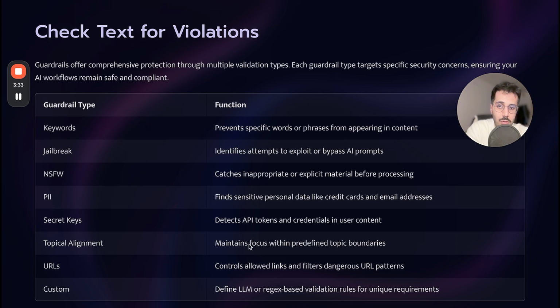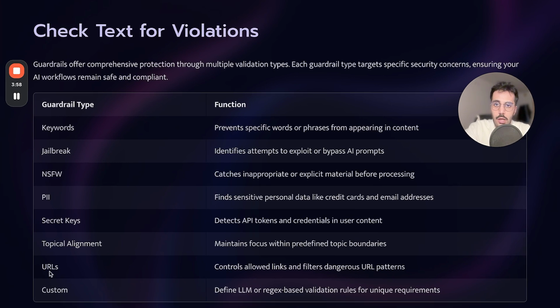Then we have topical alignment. So if the input does not match a specific topic, so if you've instructed the guardrail that this workflow is, let's say, only about food, and the input has something to do with drinks or anything other than food, then it will not let that input pass to the next node. Then we have URLs. So basically you can prevent a specific URL of your choice from getting passed to the next node, or you can prevent all types of URLs from getting through to the next node.